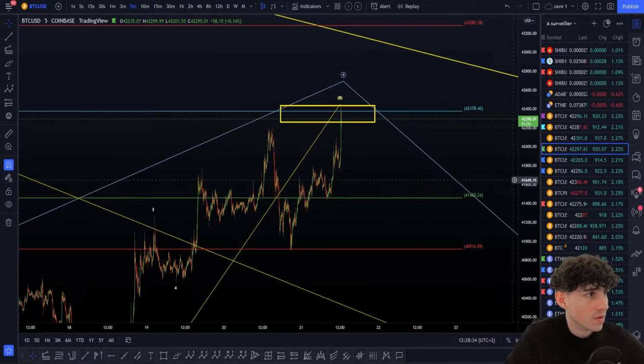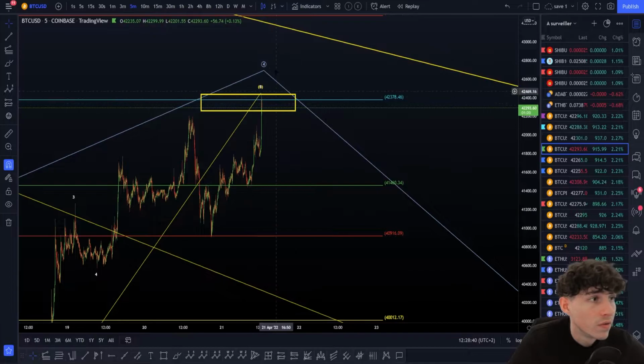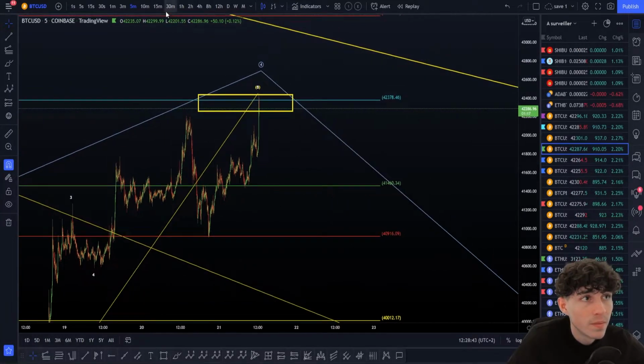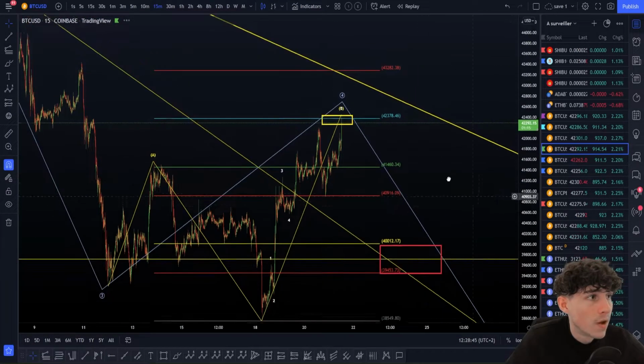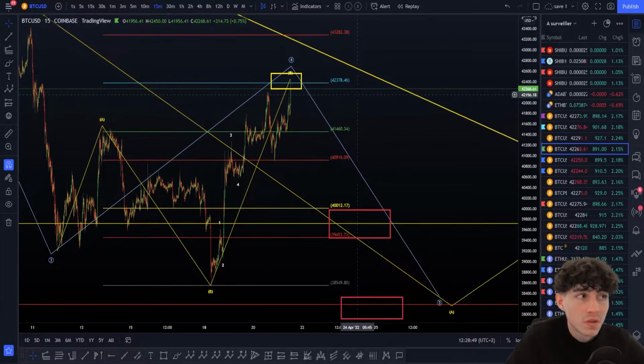But anyway, here we are now in the maximum target. Are we going to do some last push up? This is possible because with the smaller wave count we can be in some 1, 2, 3, 4, 5. We have to finish some smaller wave count. Now this is the place where we have to look for a short, of course, because we are at the maximum target of the C wave.